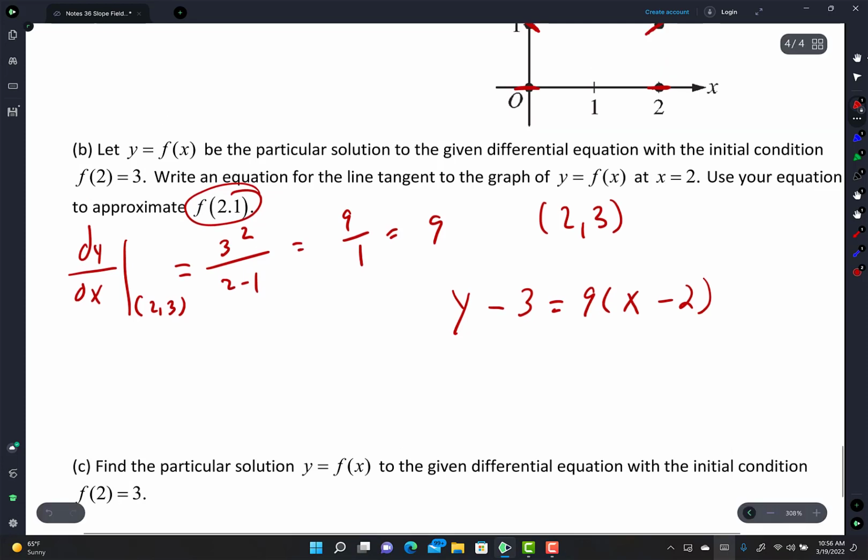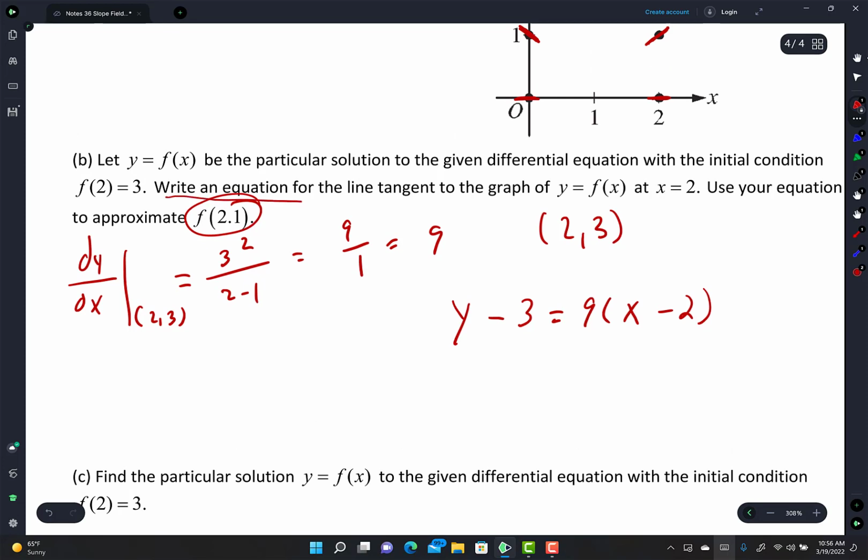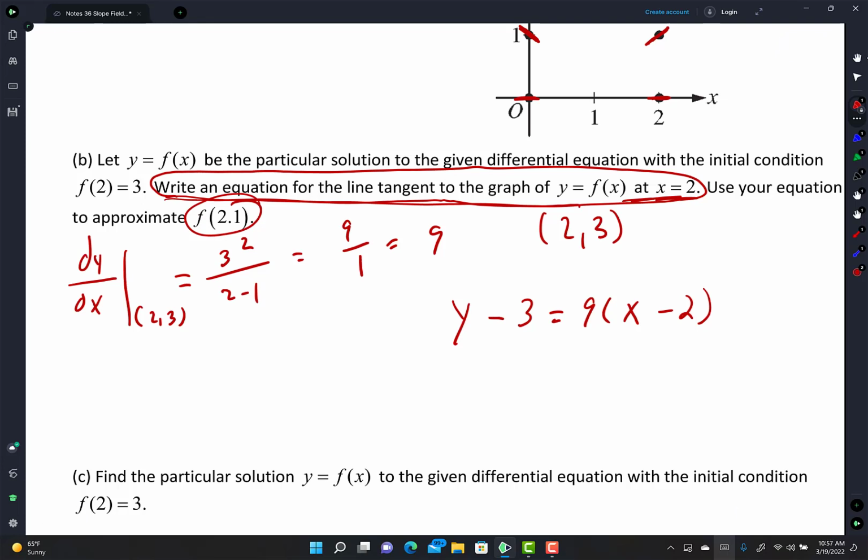Oh, well, they told me. Write an equation right here for the line tangent to the graph of y equals f at x equals 2. That sentence tells me to write a tangent line. Okay, but how? Tell me the question so I can understand.